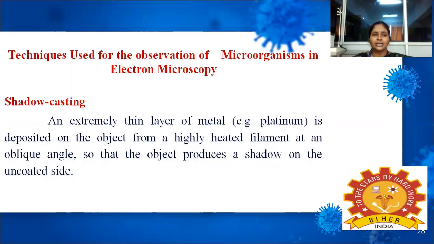The first basic technique is the shadow casting method. In this method, an extremely thin layer of metal, for example platinum, is deposited on the object from a highly heated filament at an oblique angle, so that the object produces a shadow on the uncoated side.